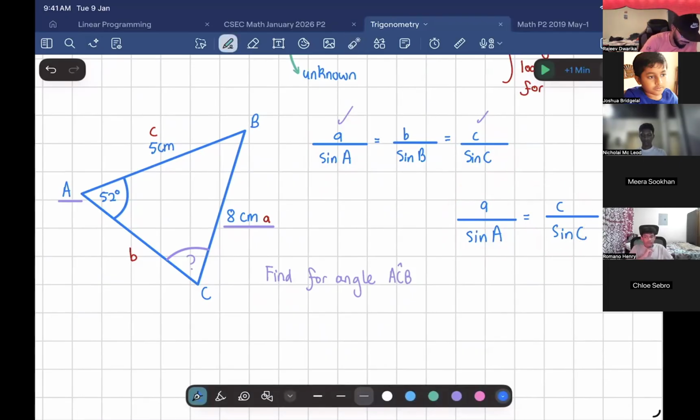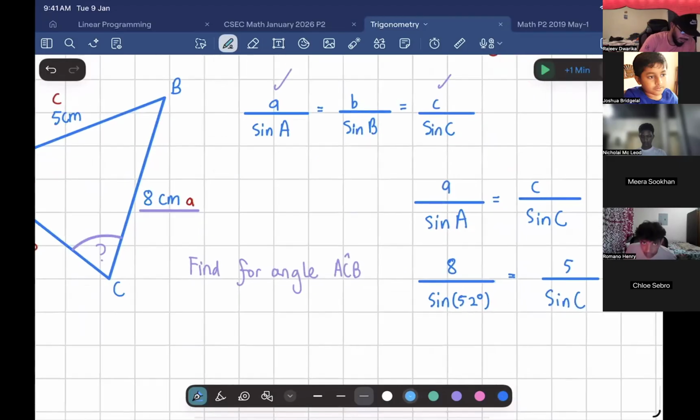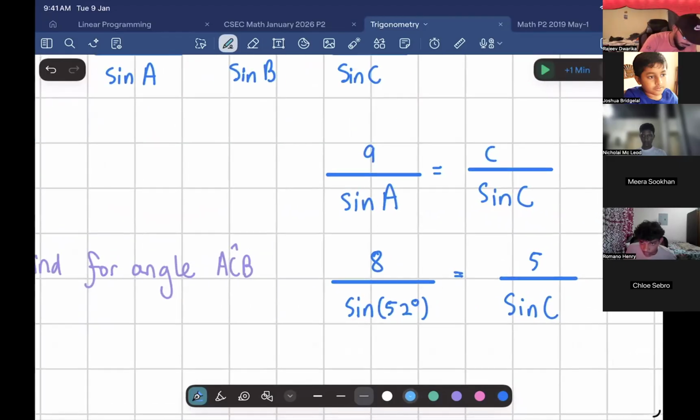So what is length A? 8 centimeters, right? And what is angle A? 52 degrees, excellent. What is length C? 5 centimeters, right? Do we know what angle C is? No. So can you see how we have two fractions on either side? Yes, sir. So I can cross multiply.